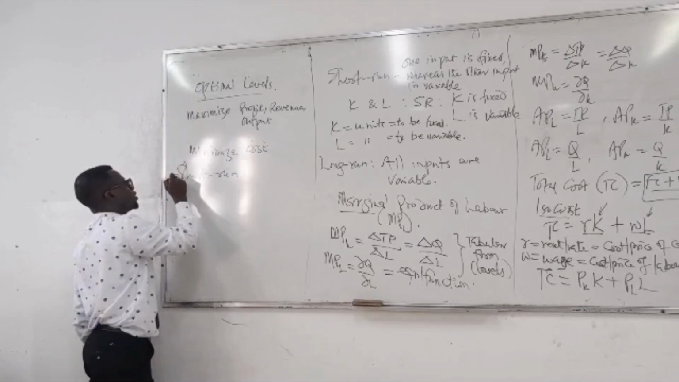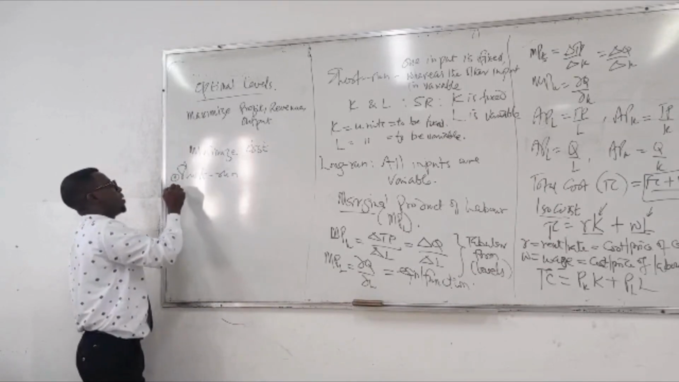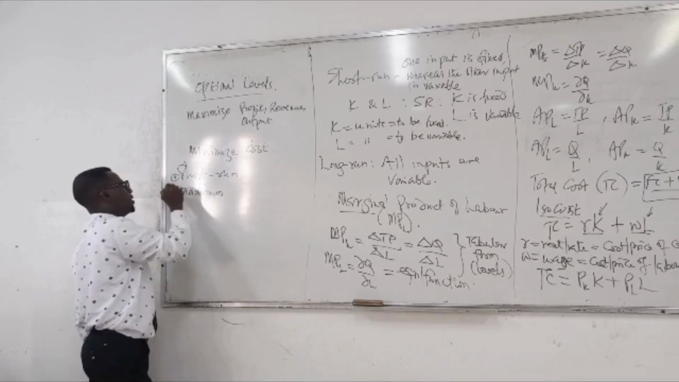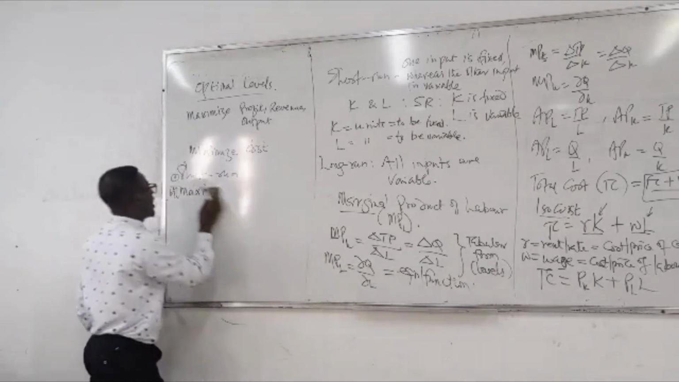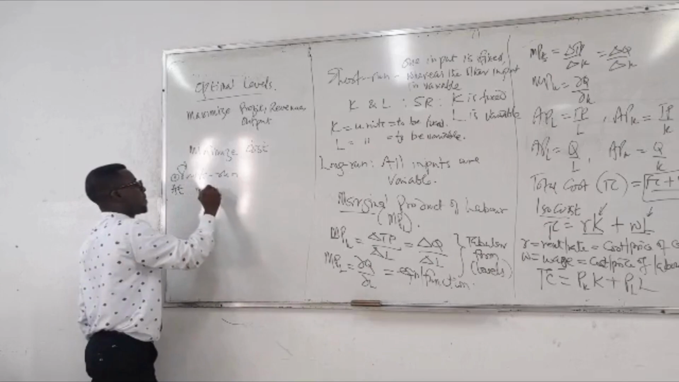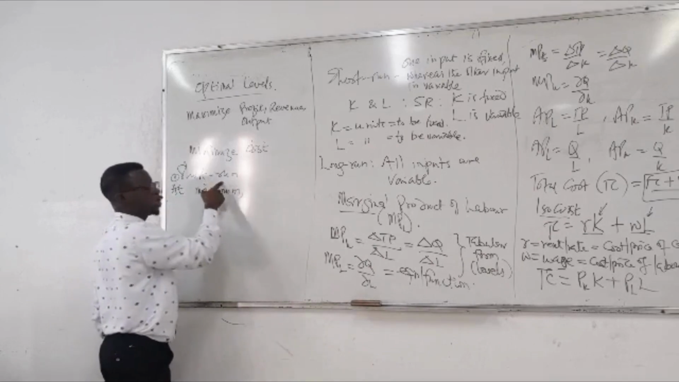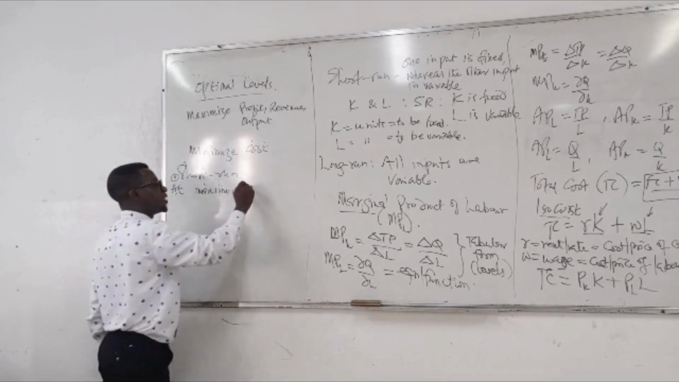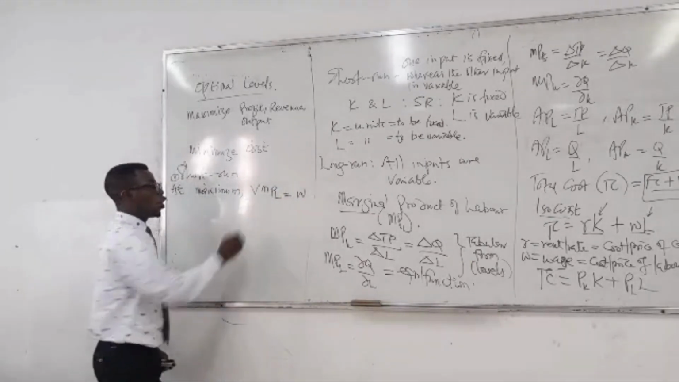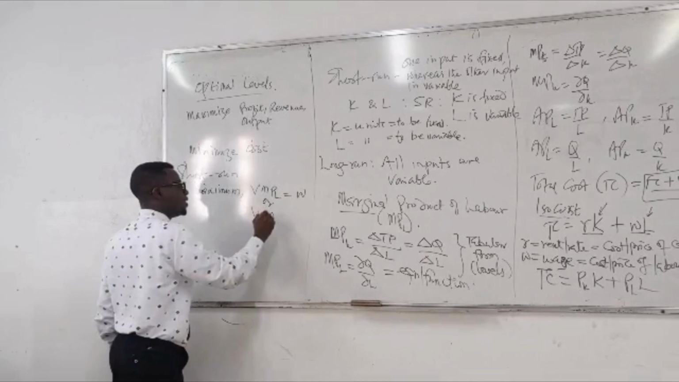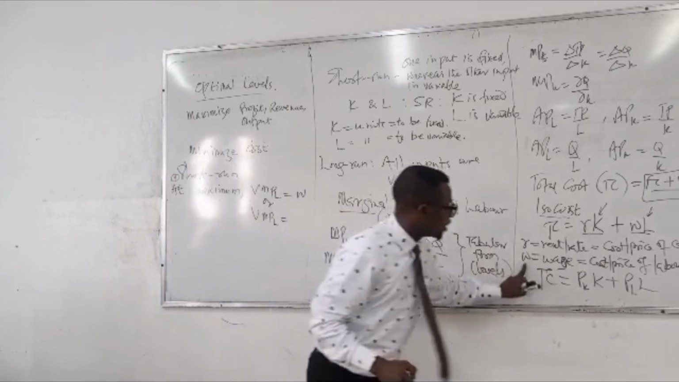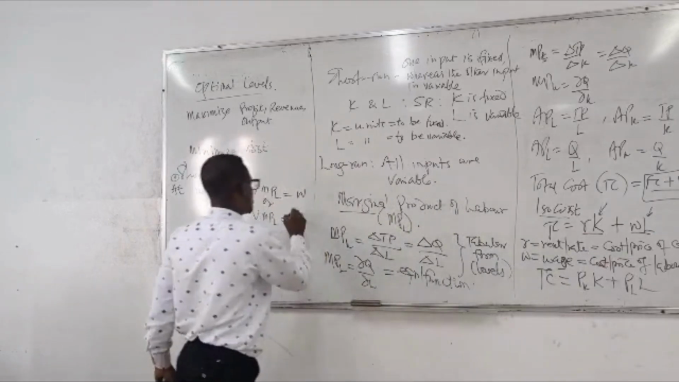Optimal levels, in the short run, maximum, in the short run, we will say that VMPL equals W, or VMPL equals, what did we say W represented? W is the same as what? PL. So equals what? PL.